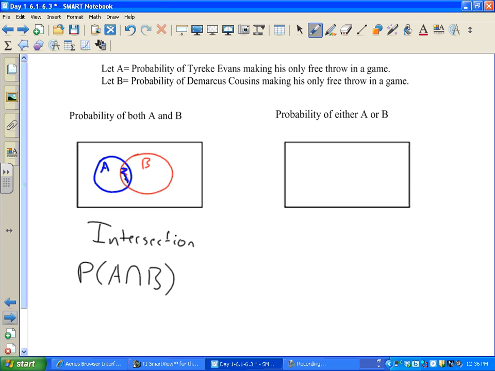All right, intersection. The easiest way for me to remember that vocabulary word of intersection, think of an intersection in a street. It's where two things meet. It's where they overlap. Two things meet where they overlap.